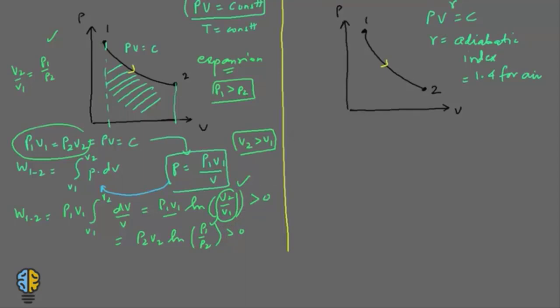If you have the graph going in the opposite direction, that is the compression, so in compression, let me use some other color. In compression, V2 is less than V1, so this ratio becomes negative. This implies that the work in going from 1 to 2 would also be negative, and the initial pressure is also less than the final pressure, so this would also give you a negative value of work. So this is a difference between the compression work and the expansion work. I hope you got that.